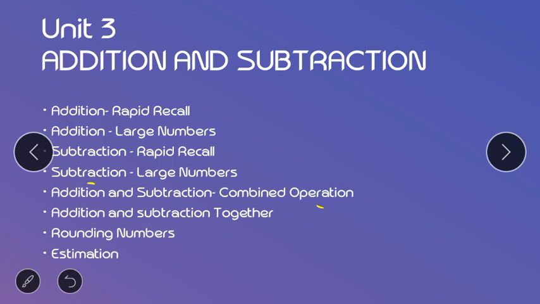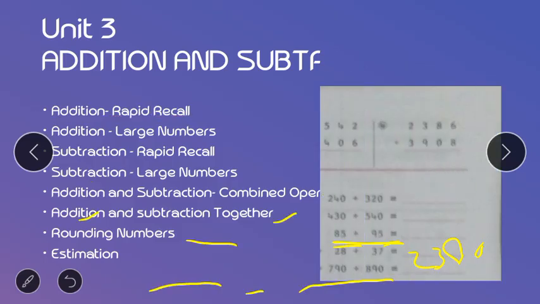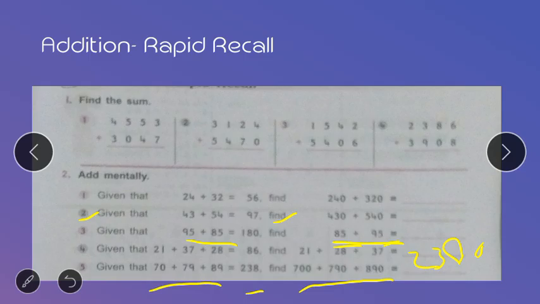Today we will cover the topic addition rapid recall. What is addition? Addition means that when you add two numbers, the result you get is the sum. Here you have to find the sum. Sum means that after adding these two numbers, the result you get will be the sum.